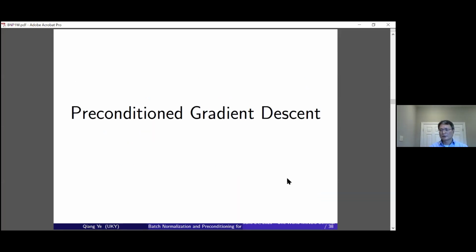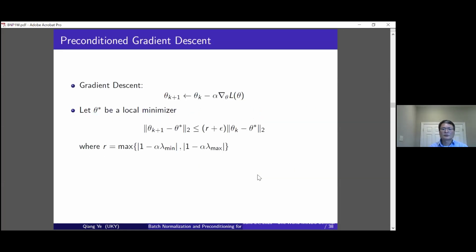All right, so now I'm going to talk about our approach, preconditioning. First I'm going to describe the standard preconditioned gradient descent. So let's look at the standard gradient descent. The standard result about convergence is local convergence for local minimizers, where the error is reduced by R, and epsilon here is just an arbitrarily small epsilon. So in a small neighborhood, the error is reduced by the rate R.